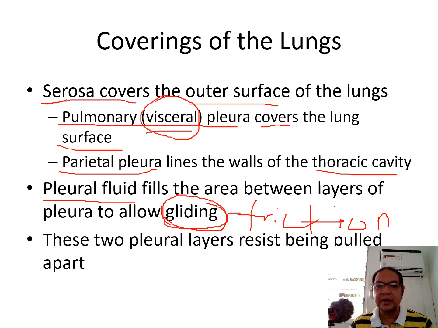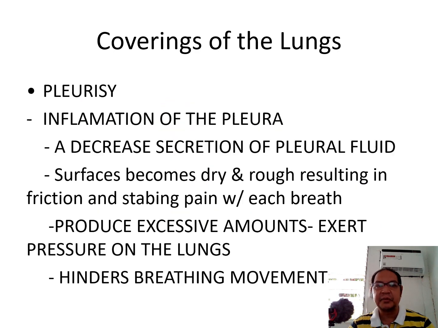So these two pleural layers resist being pulled apart. If there is fluid, the lungs have a covering, and this is the lung, and this is the thoracic cavity or thoracic wall. So they glide against each other and they pull. That's why when you inhale, your chest rises, it pulls the lungs to expand. So it prevents friction and also promotes gliding. That's the purpose of the fluid of the serosa.